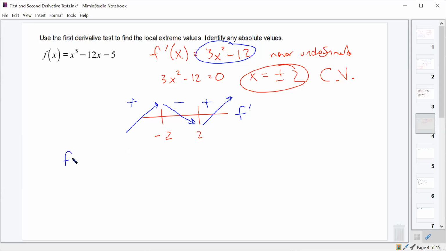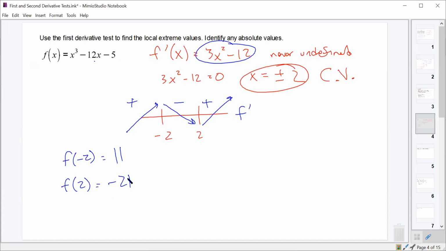Let's first, before we worry about if they're absolute extrema, find the values of the function at each of those numbers. So f of negative 2, well, that's negative 8 plus 24 is 16. Minus 5 would be 11. And then plug in 2, that's 8 minus 24 is negative 16. Minus 5 is negative 21.